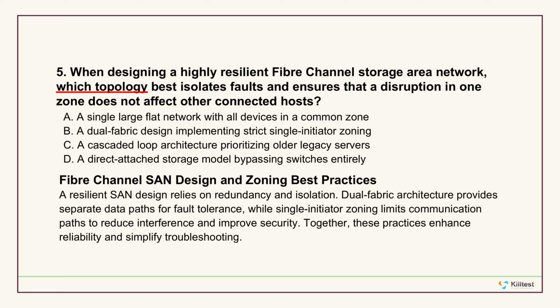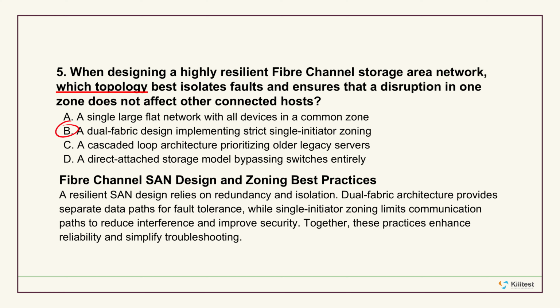Option A, a single large flat network with all devices in a common zone. Option B, a dual fabric design, implementing strict single initiator zoning. Option C, a cascaded loop architecture prioritizing older legacy servers. Or option D, a direct attached storage model bypassing switches entirely. The topology that guarantees isolation is B, a dual fabric design implementing strict single initiator zoning.